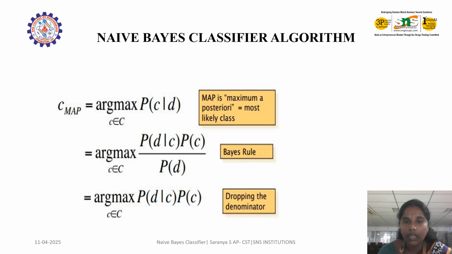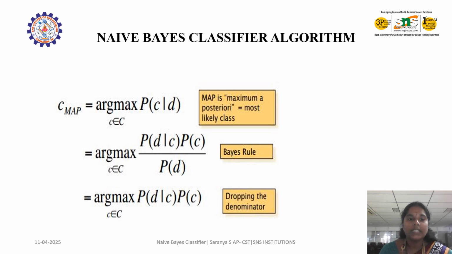Then, the Naive Bayes classifier algorithm. The Bayes theorem is the cornerstone of the Naive Bayes classifier because it provides a way to calculate the posterior probability P(C|D) from the prior probability of C together with the probability of D. The formula of the Naive Bayes algorithm is P(C|D) = P(D|C) × P(C) / P(D).